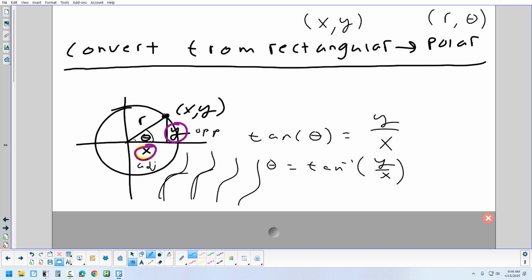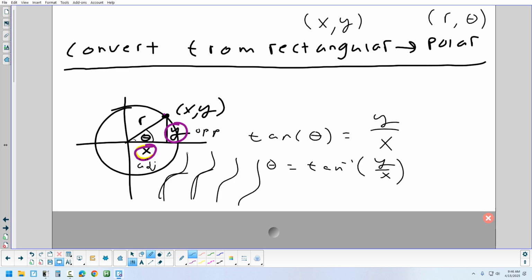So we focused on one section. I need to know the section that we focused on. Yeah, 0 to pi. When we dealt with inverse cosine, we did 0 to pi.